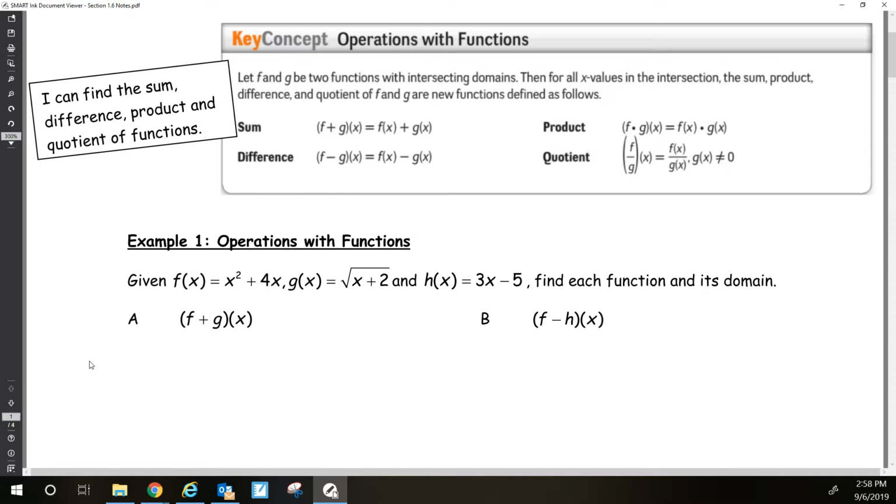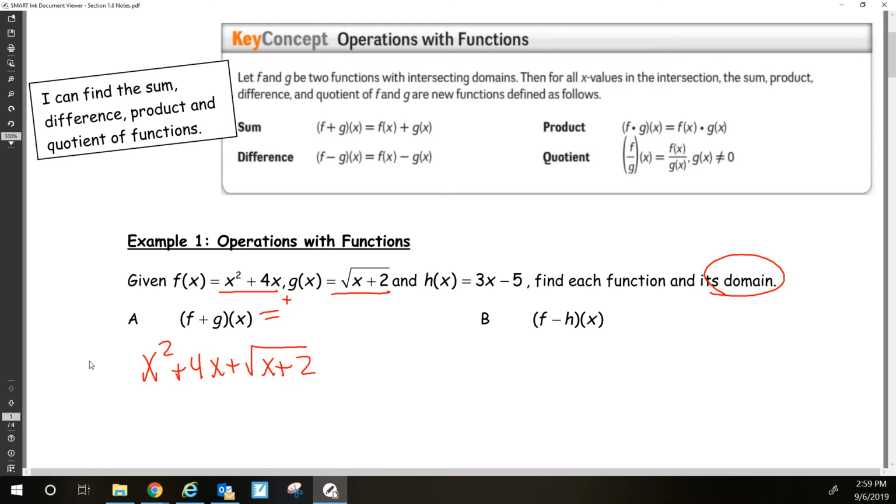So they gave us three different functions here, and then they're giving us several different operations to use with them. So A says find f of x plus g of x if f of x is equal to x squared plus 4x, and g of x is equal to square root of x plus 2. And we also need to find the domain of the new function, right? So f plus g, I'm just going to take my f of x, and I'm going to add to it my g of x. So this would be x squared plus 4x plus the square root of x plus 2. That's all it means for f plus g of x.